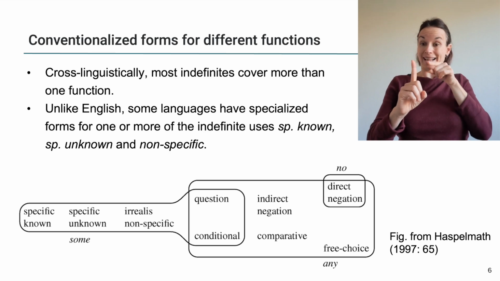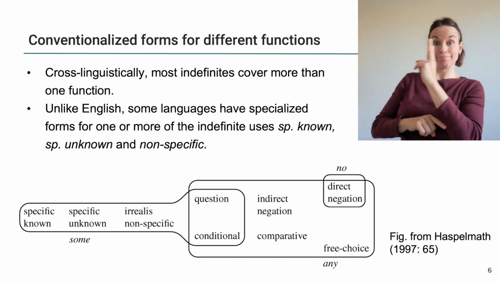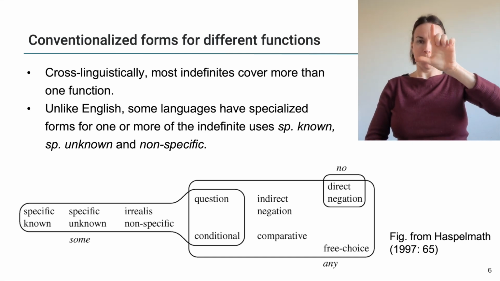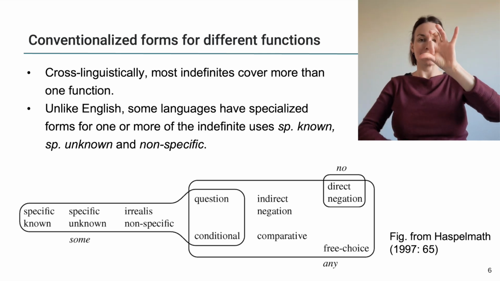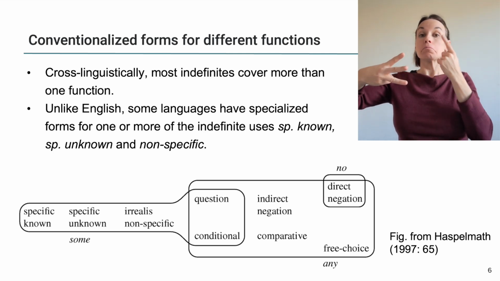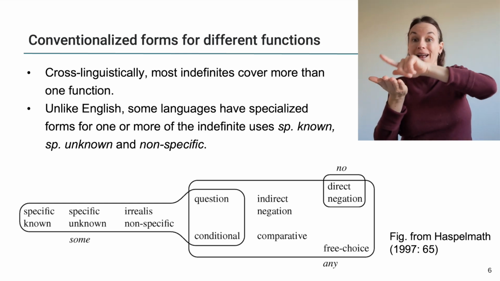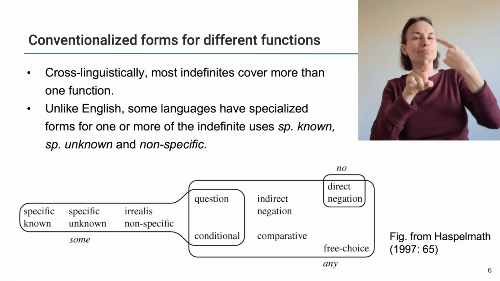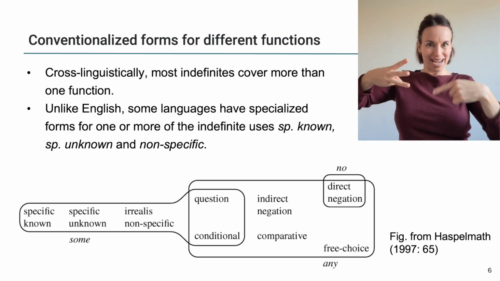It has been observed that, like English someone, indefinites in many languages cover more than one function. This is illustrated in the image in the slide, which is from Haspelmath's typology of spoken language indefinites. And in the image, we can observe that the indefinite determiner some covers, among others, the functions specific known, specific unknown, and non-specific. And the same would hold for the indefinite pronoun someone. However, there are languages in which these three meanings are conventionalized. So, unlike English, some languages have specialized forms for one or more of the indefinite uses we've been discussing.